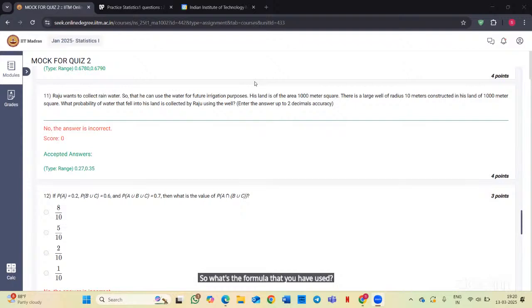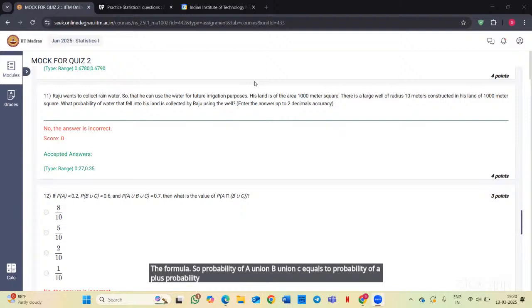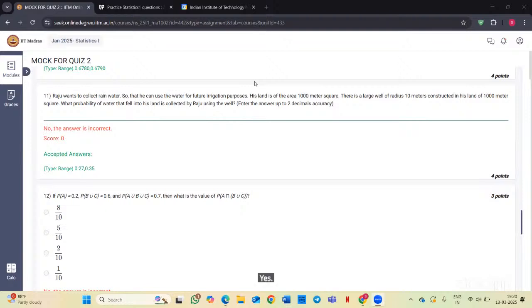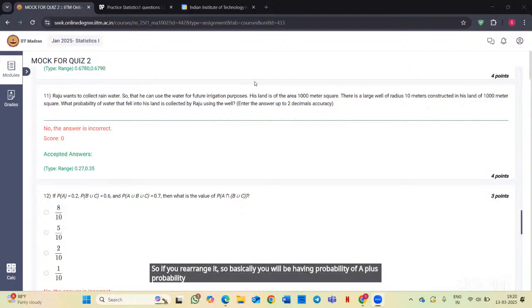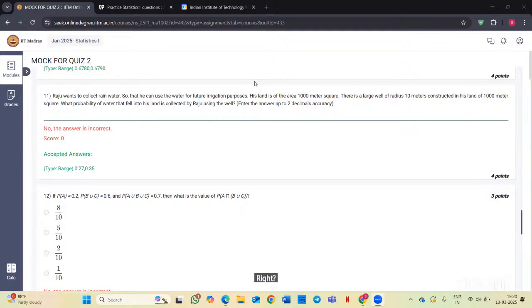Probability of A union B union C equals probability of A plus probability of B union C minus probability of A intersection B union C. Right. So if you rearrange it, you will have probability of A plus probability of B union C minus probability of A union B union C, right? Yes, ma'am. So everybody is getting that answer? Yes, 1 by 2. Ma'am, could you solve it? Okay, sure.